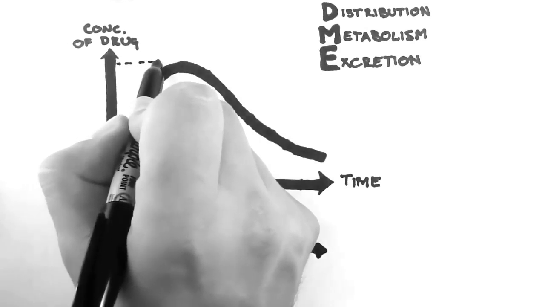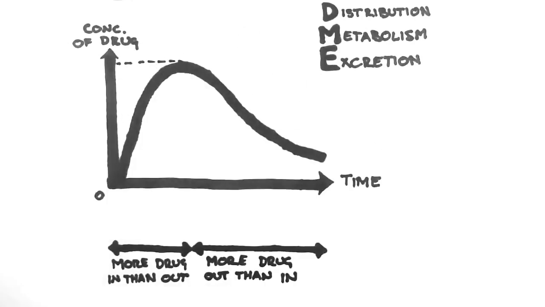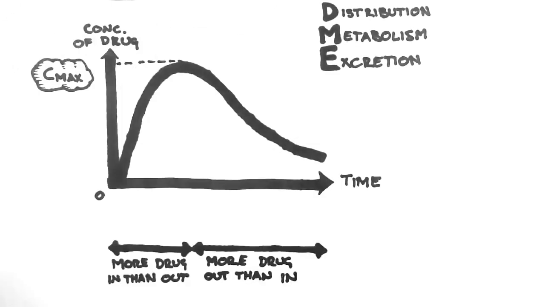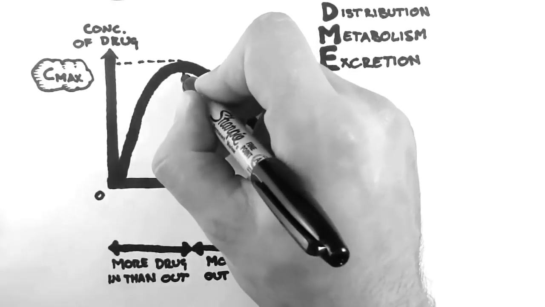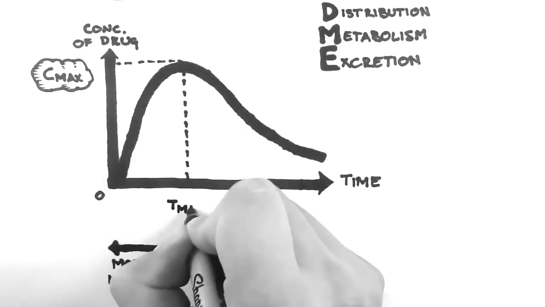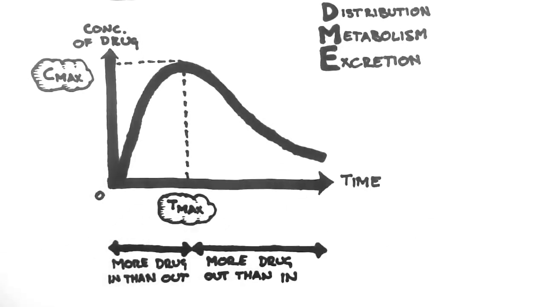This point at the top of the graph is important because it is the highest concentration of drug in the body. Therefore, we call this the maximum concentration, or Cmax. This is important because knowing the maximum concentration can help predict the therapeutic benefit and also the likelihood of side effects. The time at which the maximum concentration occurs is called Tmax.